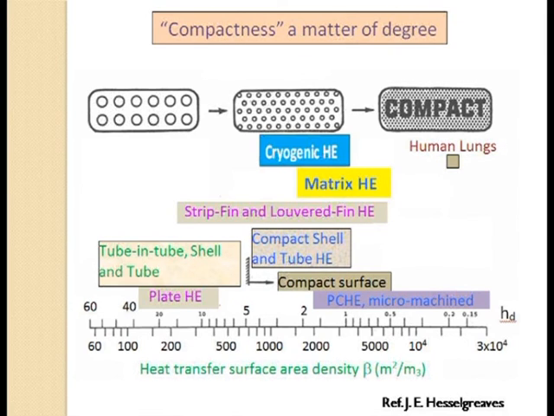So if the 700 meter square per meter cube, if your heat exchanger crosses this type of heat transfer area density, then we say that it's a compact heat exchanger. By definition, if your heat exchanger has greater than 700 meter square per meter cube, then you say that's a compact heat exchanger. If it is less than that, you say that is non-compact.